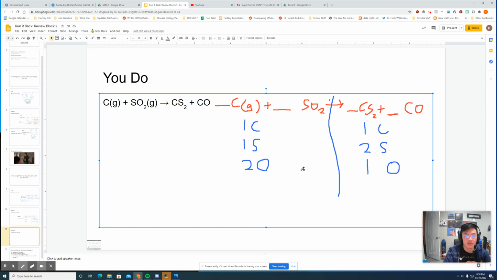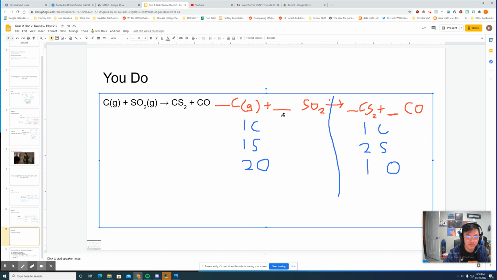Okay. So our goal here is we've got to balance this chemical equation. We have to start by inserting coefficients to multiply the elements, and we're gonna do it one at a time. So our carbon's good, so we're gonna start with the sulfur.